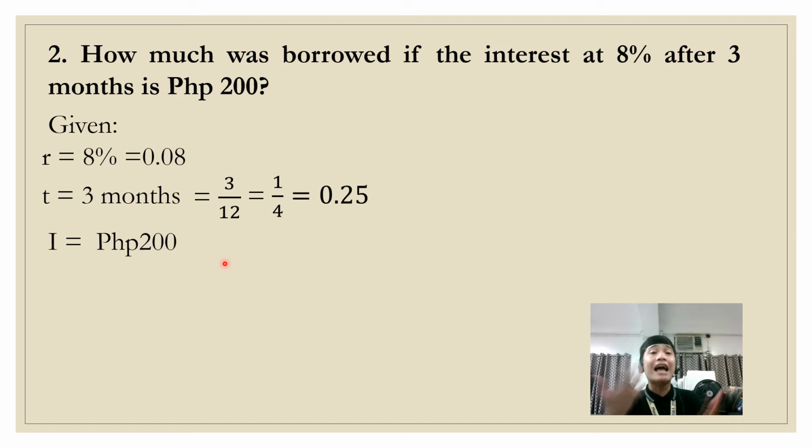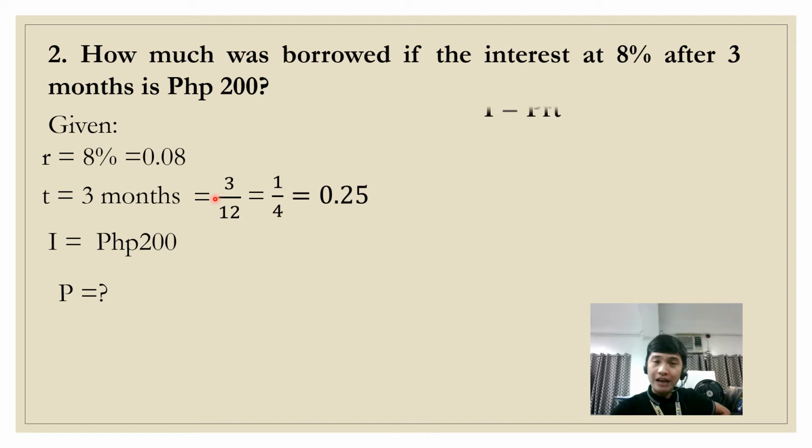Binigay na yung kikitain nung perang hiniram, which is 200 pesos. Kaya lang, at the first place, magkano ba yung hiniram? Okay? Ibig sabihin, in this problem, hindi po si interest ang nawawala, but instead, ang nawawala po sa problem is yung principal. Magkano yung hiniram? Considering na may interest yun na 200 pesos at 8% sa loob ng 3 buwan.